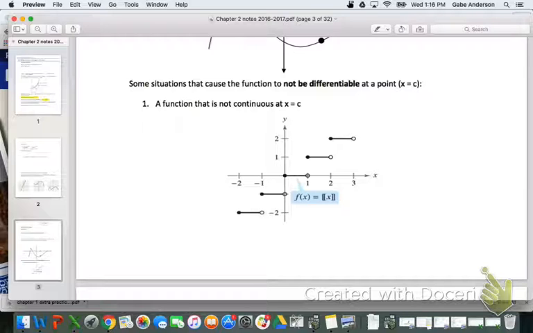All right, example number 1, a function that is not continuous at x equals c. If a function is differentiable, that means that it is also continuous. And you can see with this function, the greatest integer function we've looked at before, that at every integer value, so at 1 and 2, 3, 0, -1, -2, at each of those points we have a point of discontinuity. Therefore, at each of those points where f of x is not continuous, f of x would also be not differentiable.